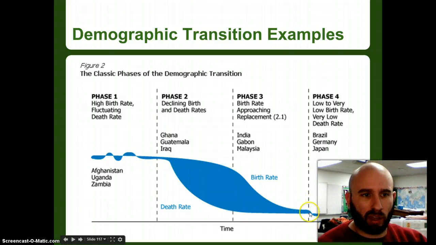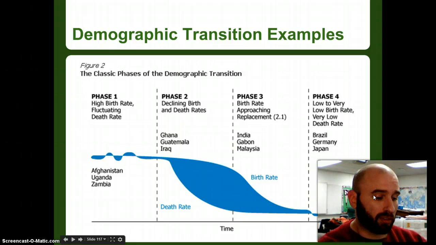Now you'll see in phase 4, sometimes we don't have replacement levels, and that's when this reverses. So this is where we have negative growth. Slow growth, negative growth, slow growth. And phase 4 is very typical of a lot of developed countries. In this case, Brazil, Germany, Japan are fantastic examples.